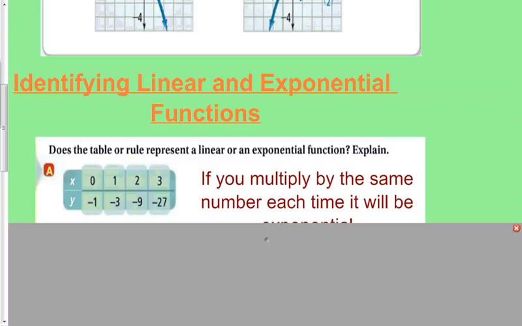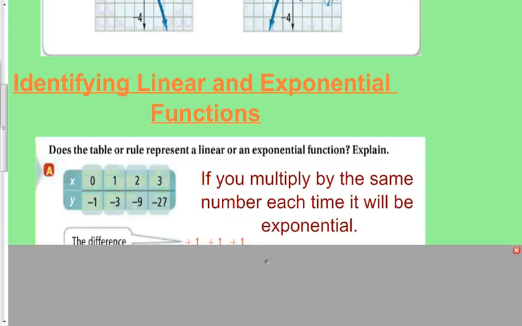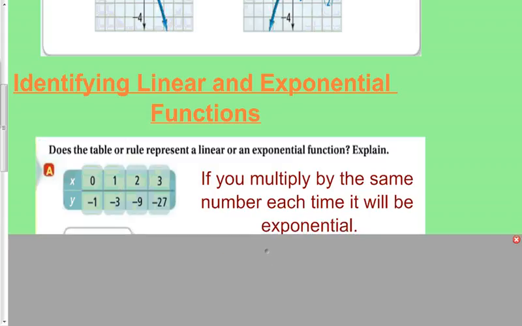If you look at this, you can tell if it's linear. If you multiply the same number each time, it will be exponential. So instead of adding the same number, this is multiplying the same number. That's what makes it exponential. So these x's are all going up by 1 here. Plus 1, plus 1, plus 1. But the y's are not going up by a constant number. You are actually multiplying by 3. I'm going to use a dot instead. Times 3 times 3. So this one would be exponential.